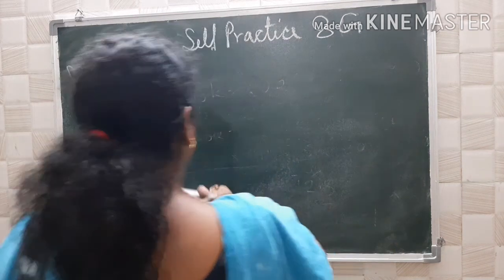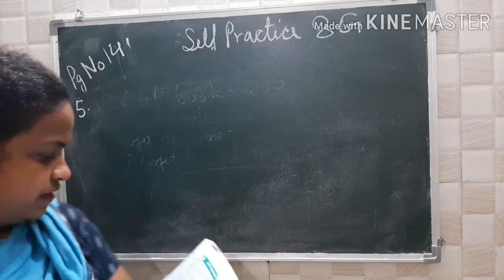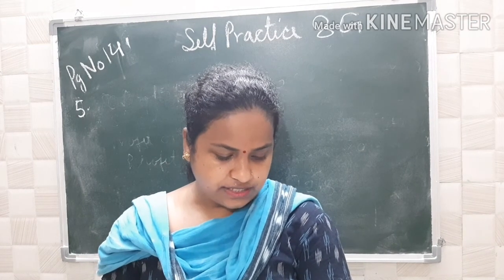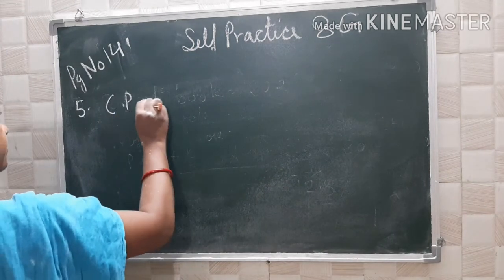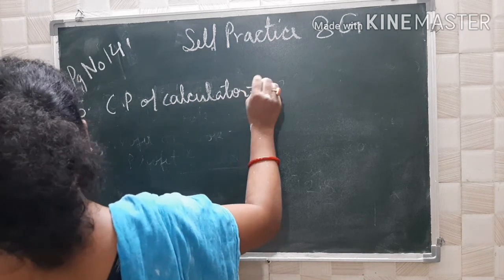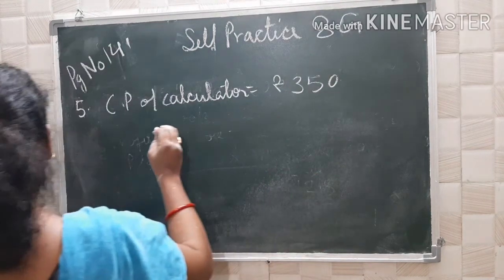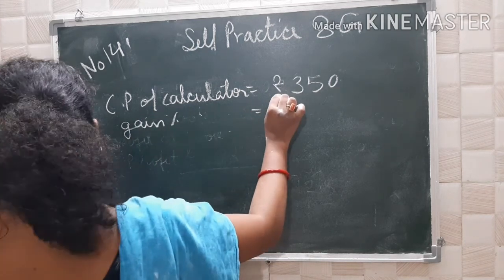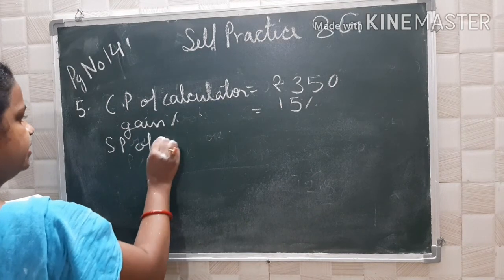Question number 5. A calculator is bought for rupees 350 and sold at a gain of 15%. What is the SP of the calculator? So what is the CP of the calculator? CP of the calculator is equal to rupees 350. Gain percent is equal to 15%. Now, what will be the SP of the calculator?